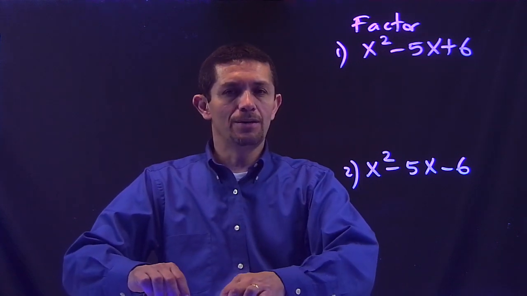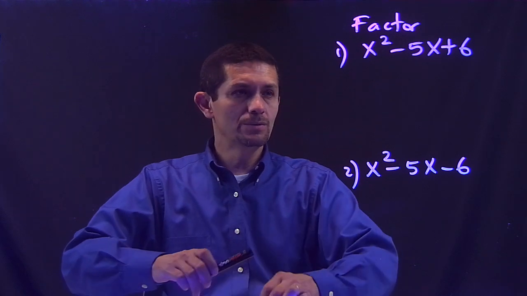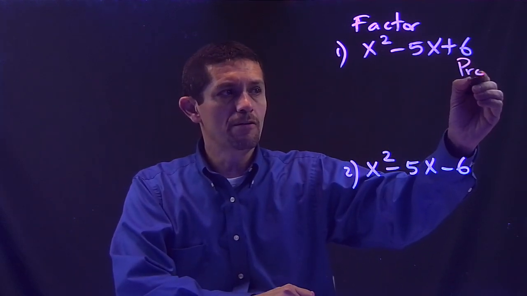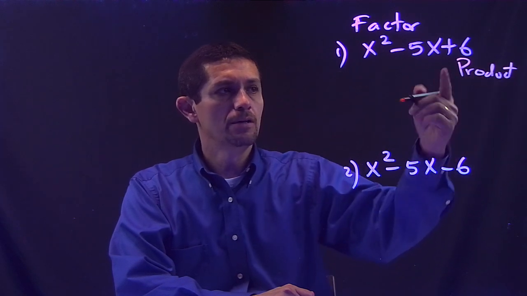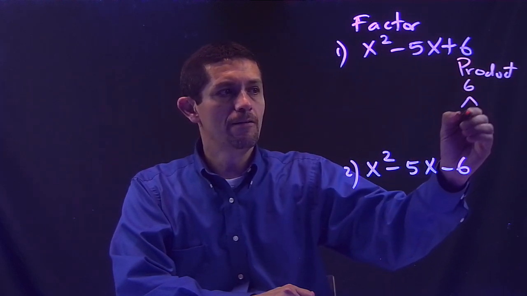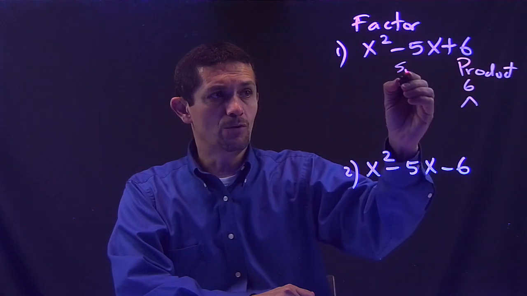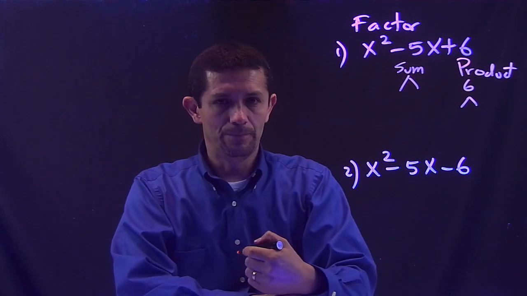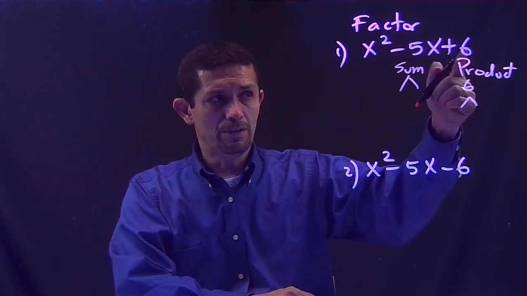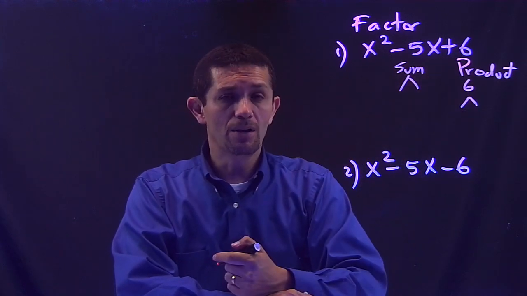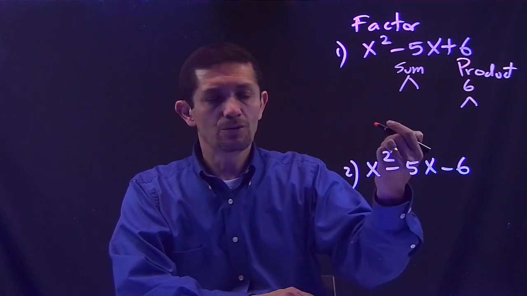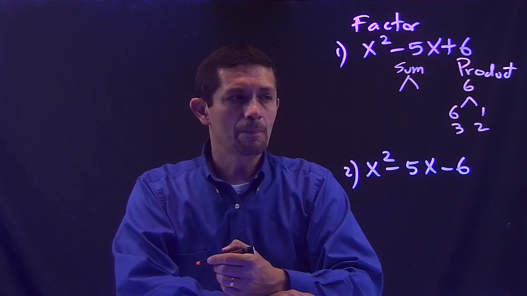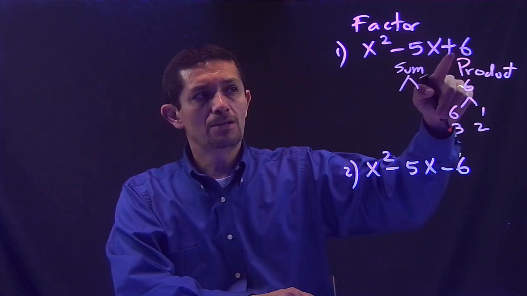How do we factor this out? Because we have a trinomial, we want to know what two numbers, when you multiply (the product), you get 6, and when you add or subtract (the sum), you get negative 5. So you have two choices: 6 and 1, and 3 and 2. No more than that. Now remember, my product has to be positive.